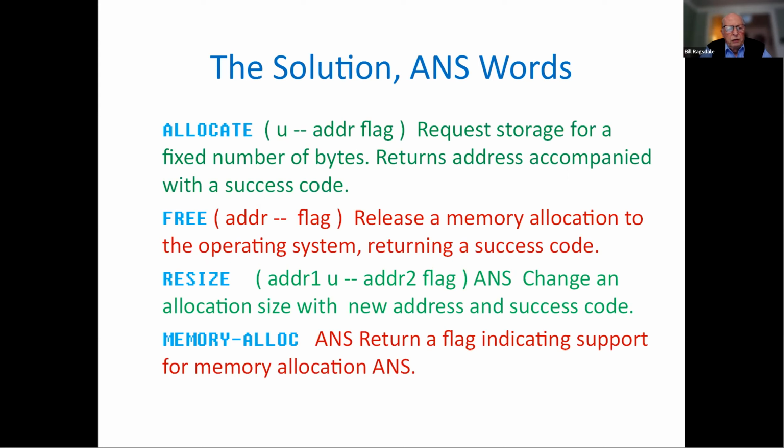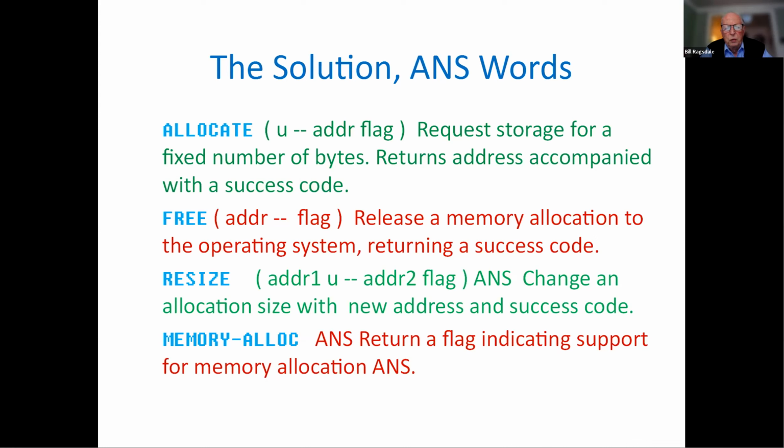And it has 4 standard words. These require and generate parameters, and they are really the building blocks. You can use these directly for memory allocation. The basic one is ALLOCATE. If you designate the number of bytes you wish, say 1024 bytes, execute ALLOCATE, and it will return the address of the block and a flag, and the flag indicates correct completion.